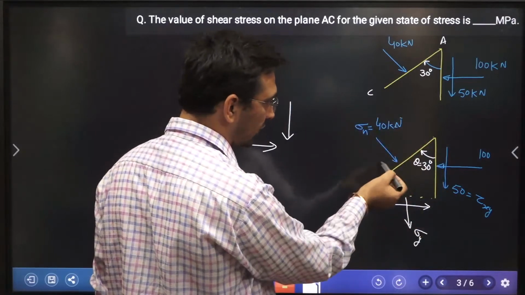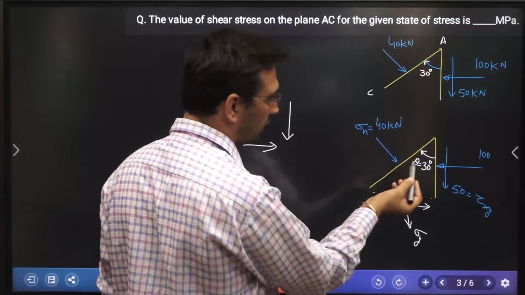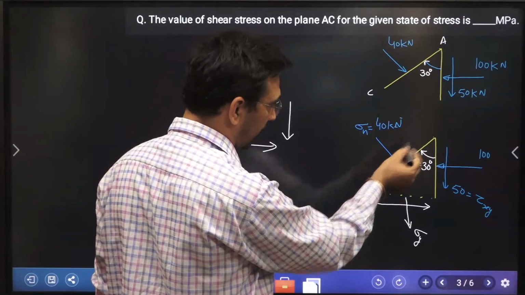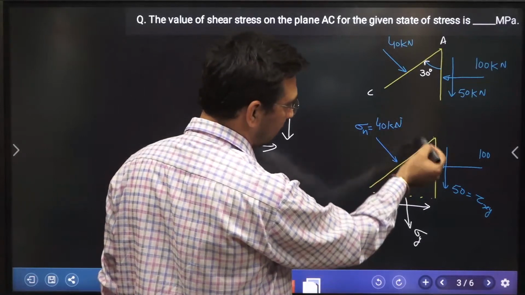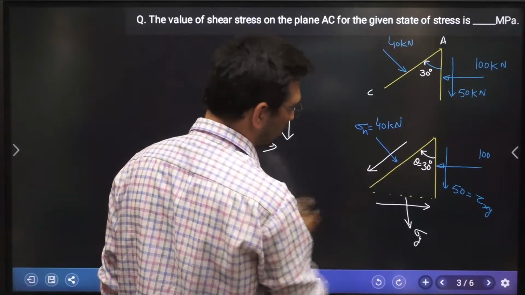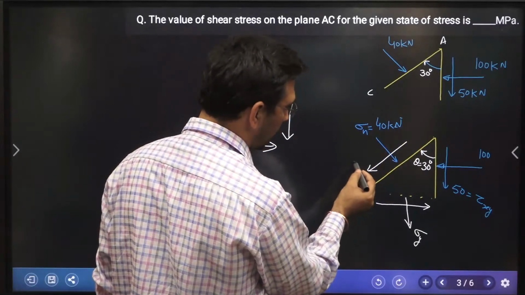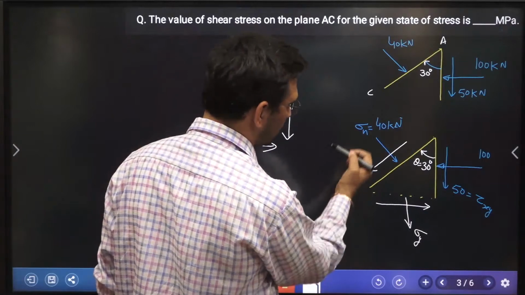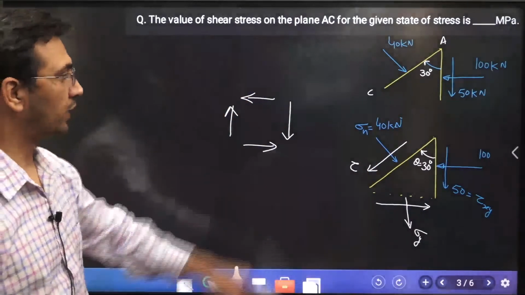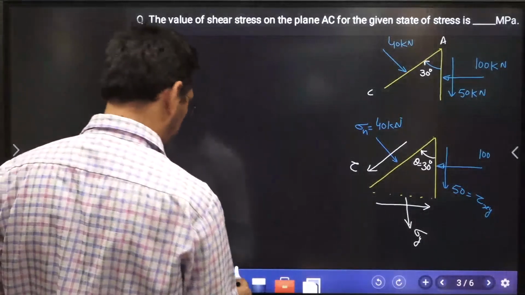Now I need to show the shear stress, and as we have taken all those equations based upon a shear stress direction shown in such a way that it is diverging from this angle which we have taken over there. So I am assuming the direction of shear stress at this particular plane as tau, which I want to find out. Now tell me, can I find it out?